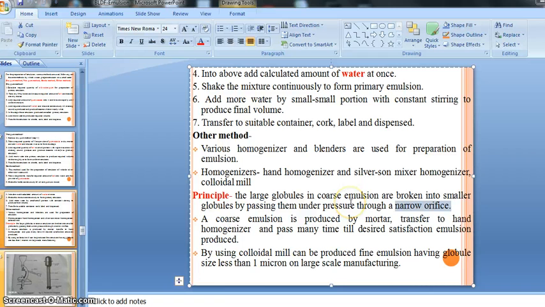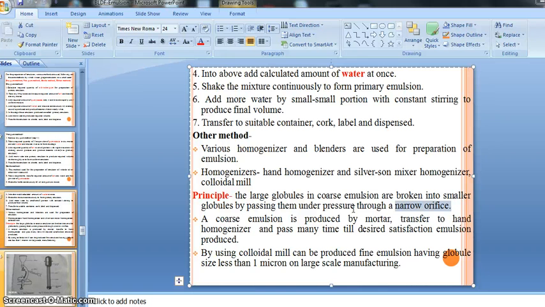The coarse emulsion has a large globule size, so if it has to pass through the narrow orifice, or the small hole, its size has to reduce to go through, right? Because of the presence of pressure, the coarse emulsion breaks down: the large globules of coarse emulsion break down into fine globules, and due to the pressure those fine globules pass through the narrow orifice.